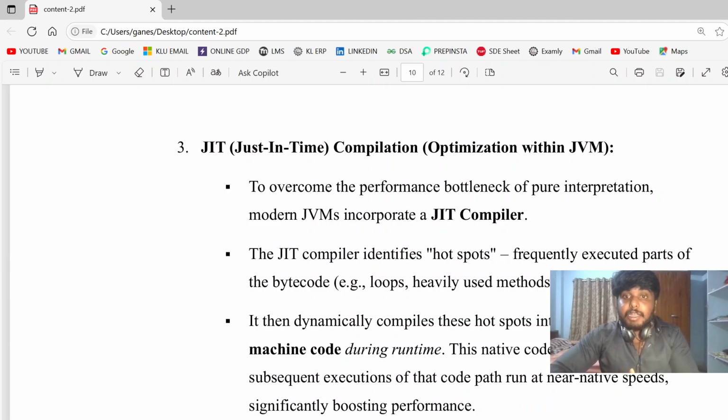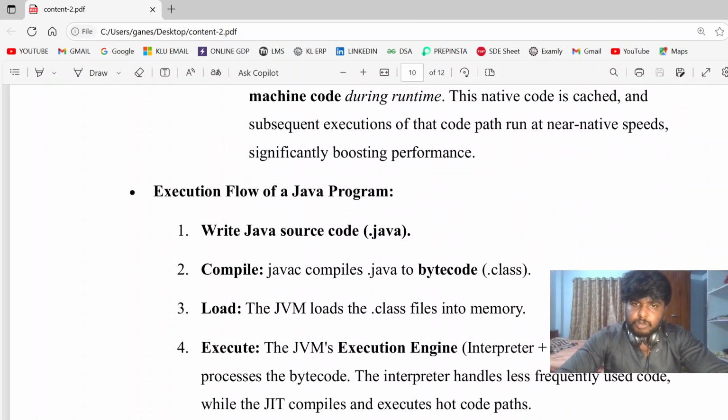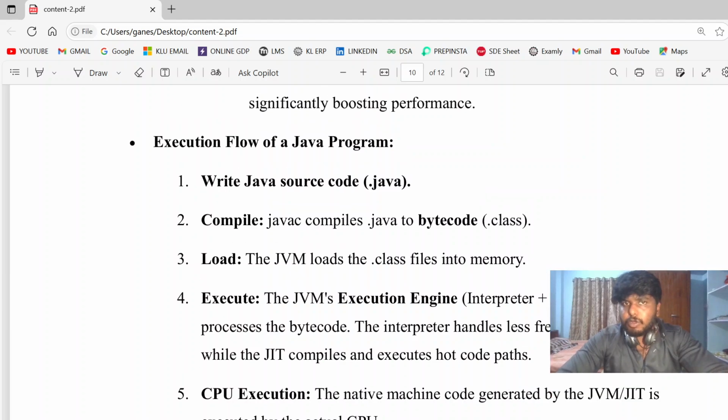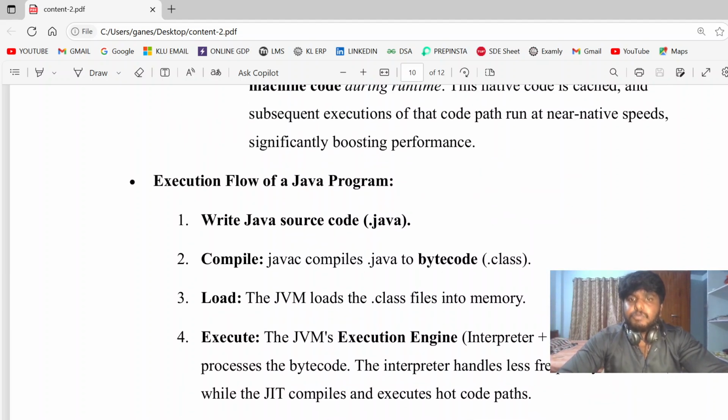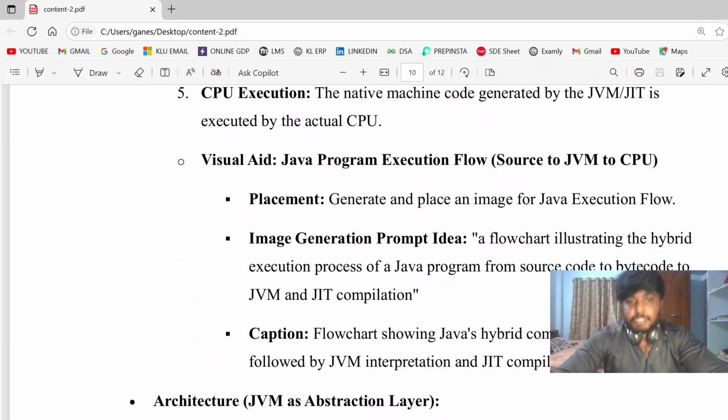It then dynamically compiles this hotspot into optimized native machine code during runtime. That ultimately boosts the performance, and saves time and memory. This native code is cached, and subsequent executions of the code path run at near native speeds. So this is how a Java program executes. I will show you in a much more detailed way in the next sessions.